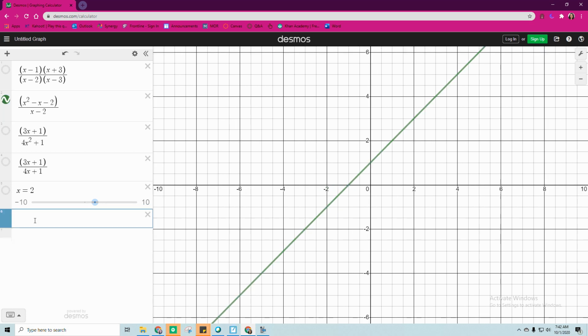If I was to graph the line x plus 1, it lies right on top of it because these are both the exact same thing. This is what it's simplified to.